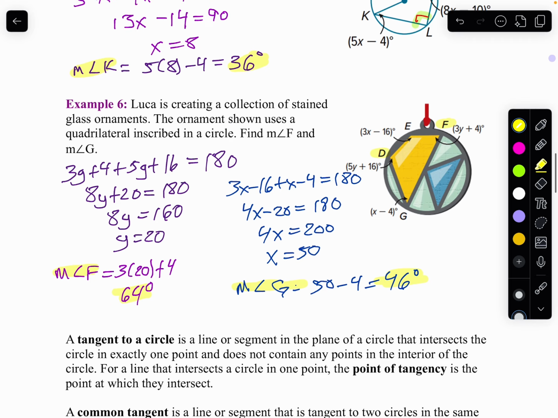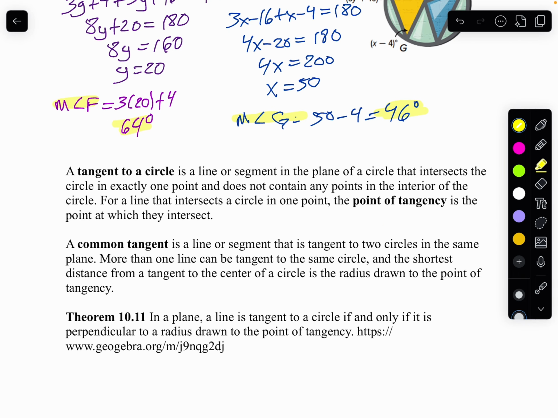Now we're going to move on to tangents. A tangent is a line that touches a circle but doesn't go inside. So if I have a circle and I draw a line that touches the circle but doesn't go inside, that's your tangent line. And your point of tangency is where it touches. A common tangent is where you have the same line as tangent to two circles at the same time. We have internal and external tangents.